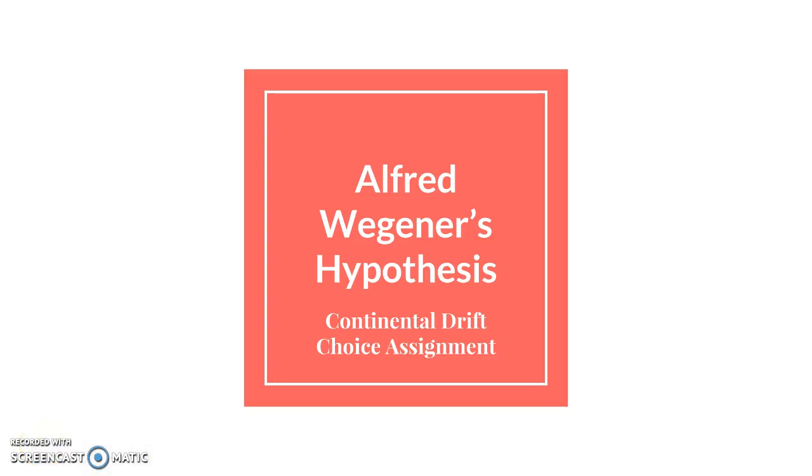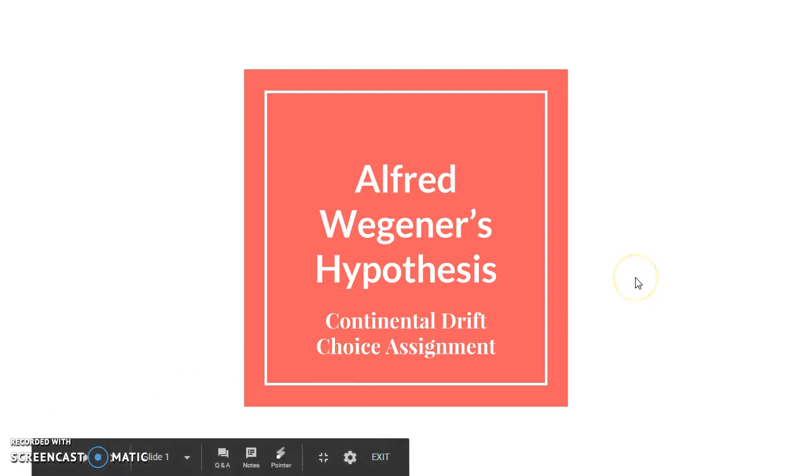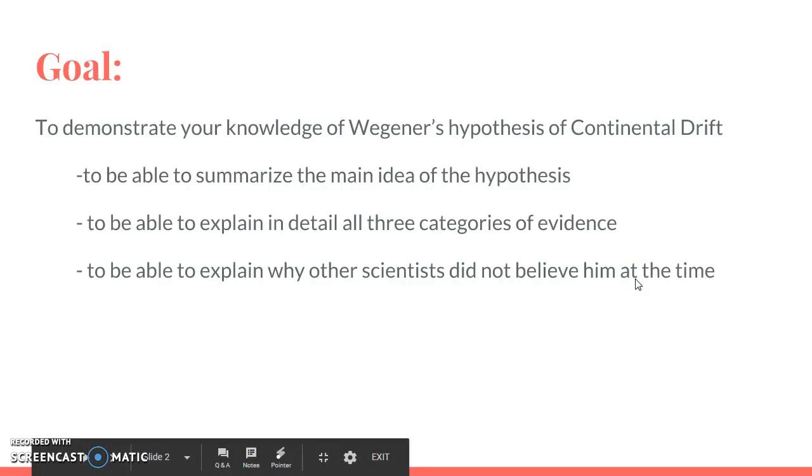Weiland here. I wanted to have a chance to explain your assignment that you're being given today about Alfred Wegener's hypothesis and his idea of continental drift. So I want you to think of this as a choice assignment. I'm going to explain the different options that you have and how you could show your understanding of what you've been learning in class about Wegener and what his new idea was on continental drift.